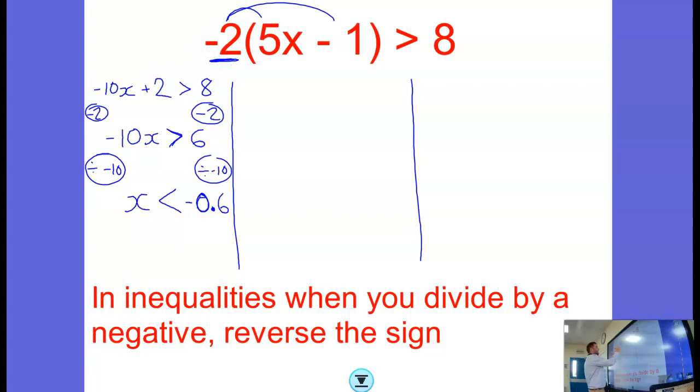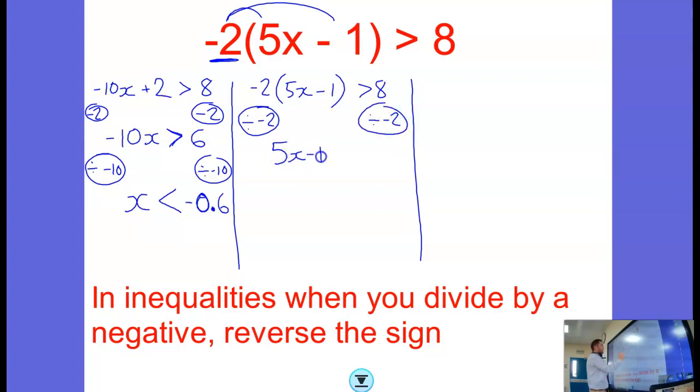Method number 2 is where I divided by the negative straight away. If I divide by minus 2 there, so I've got minus 2 brackets 5x minus 1 greater than 8, divide by the negative 2, divide by the negative 2, and I'm going to get 5x minus 1. I've divided by a negative, so change the sign. The greater than becomes a less than. 8 divided by negative 2 is negative 4.